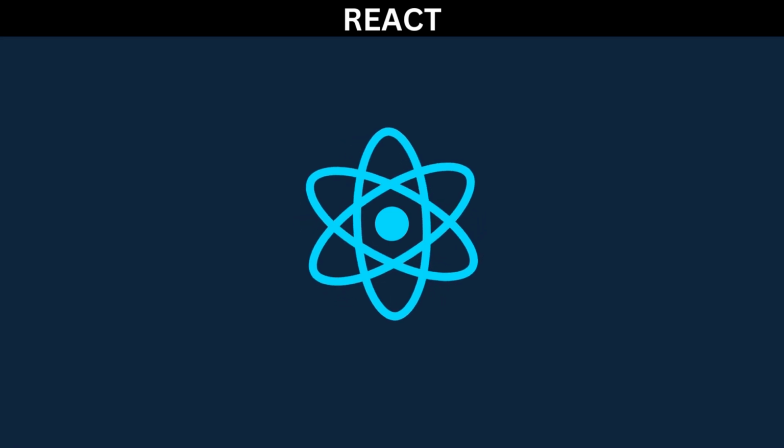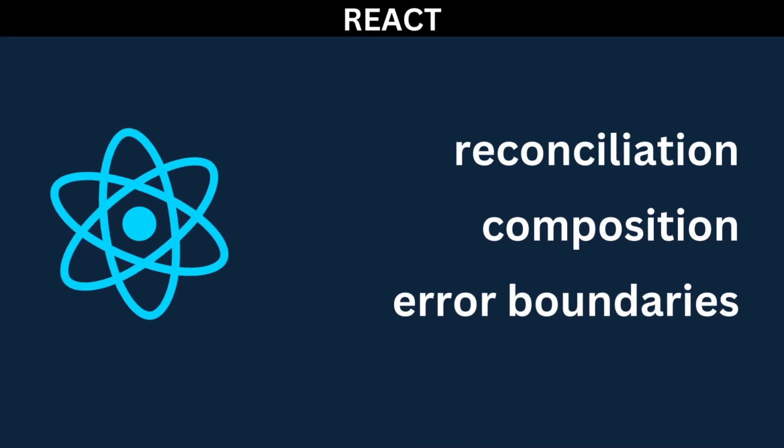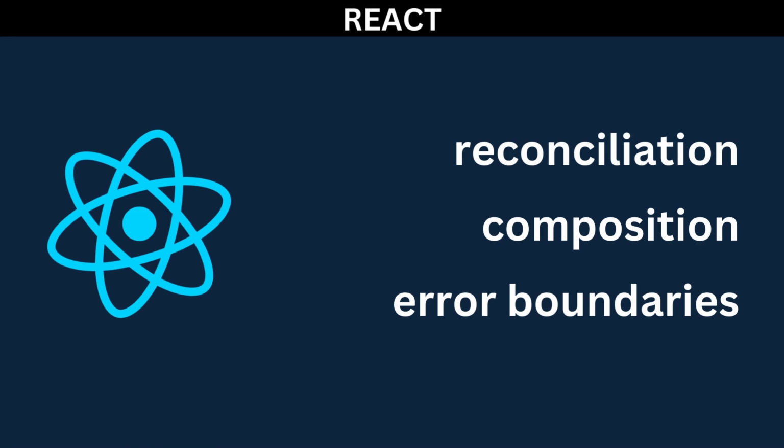React throws around a lot of fancy terms that can leave beginners scratching their heads. Terms like reconciliation, composition, and error boundaries. What do all these terms actually mean? Let's start from the beginning with components.